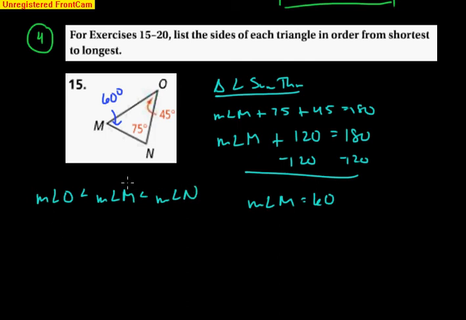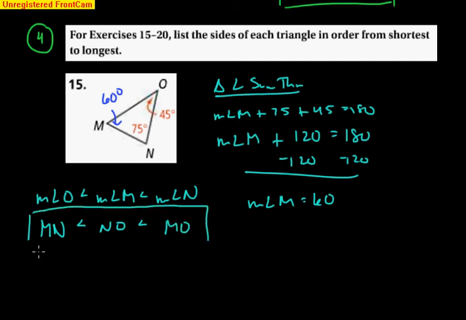Those are the angles. So now it's just, what are the opposite sides? The side opposite of O is MN. The side opposite of M is NO. And the side opposite of N is MO. And here are the side lengths in order from shortest to longest.